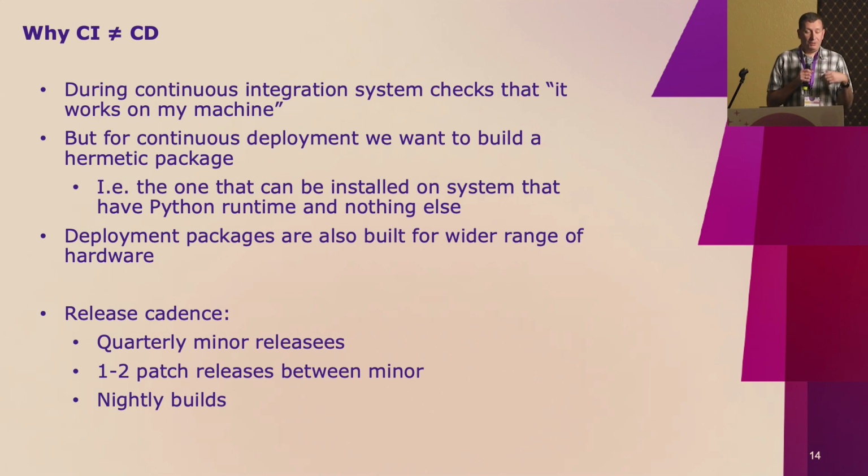A big pain. Another reason why we run continuous deployment separately is because when we do continuous deployment, we want to build it for more hardware configurations than we do during CI. So for CI, I only care about one GPU flavor that I'm going to run my CI on. But when I want to give you a package, I want the package to be available on all the GPUs that are currently on the market. Well, with some caveats.